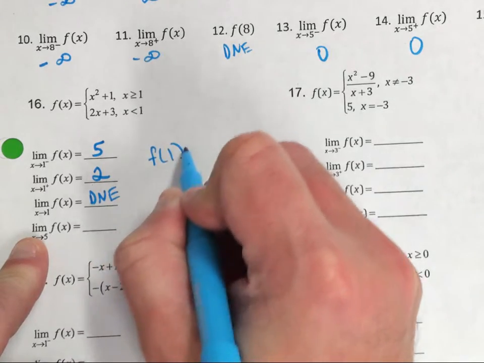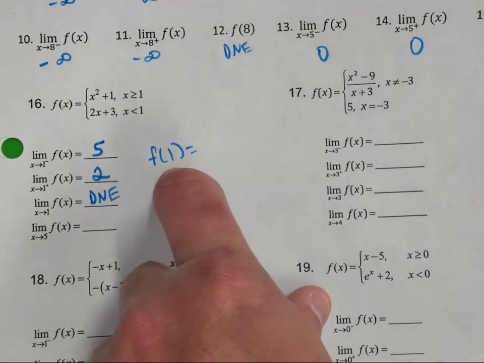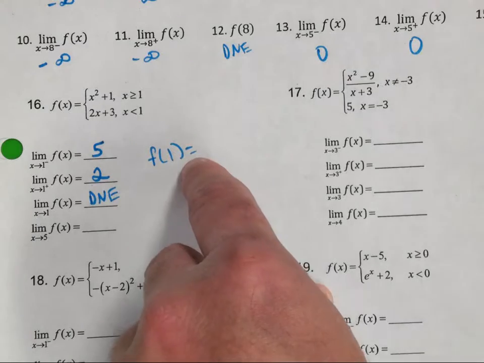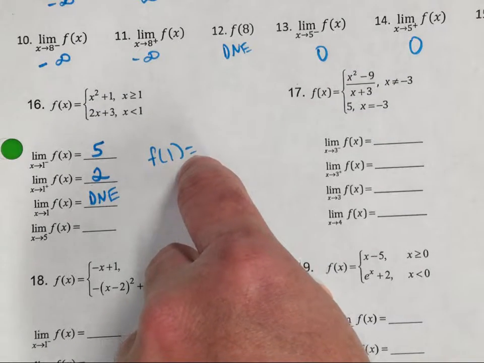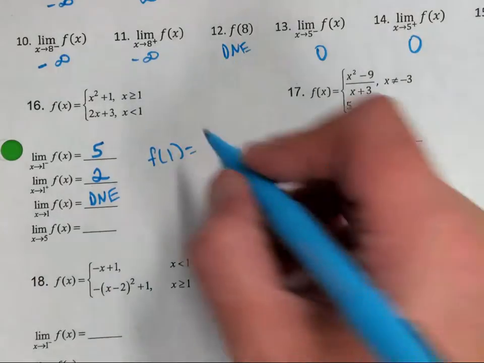What if I asked you for f of 1? I'm not asking you for the limit. These are the limits. I'm asking you for the actual value. Where would you plug that into? Top. 1 squared is 1 plus 1 is 2.